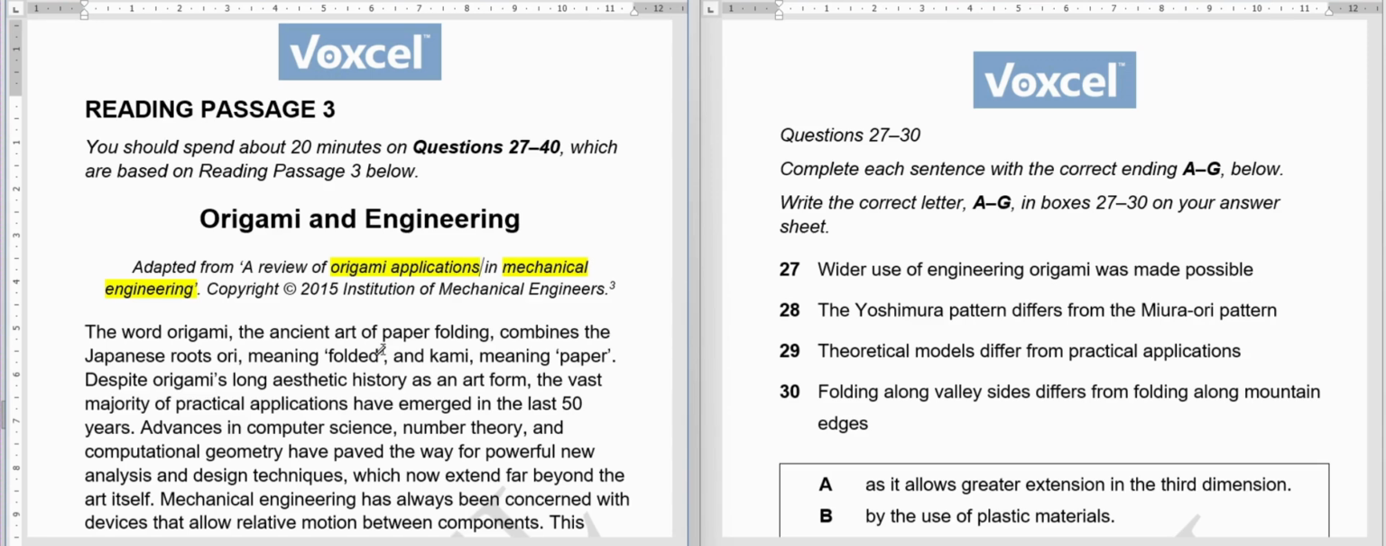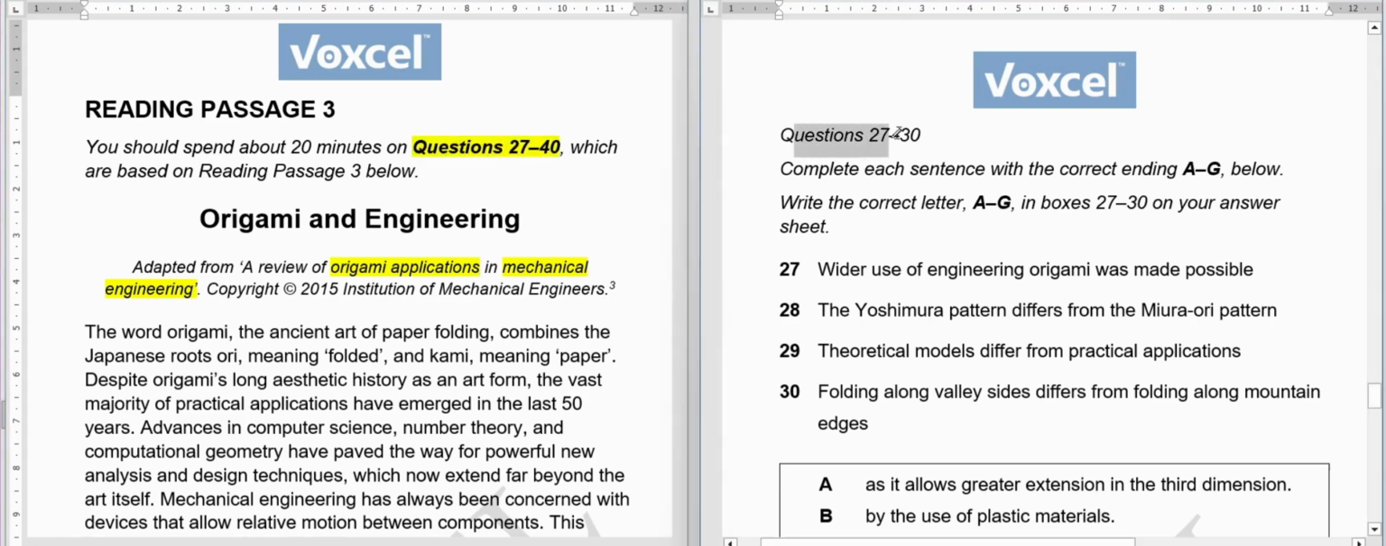So now what we're gonna do is we are not gonna read the passage just yet. We're gonna look at the questions, see what kind of questions we are dealing with, and then make a strategy according to that. So we have to solve questions 27 to 40.